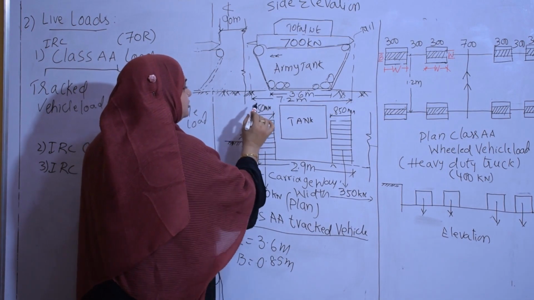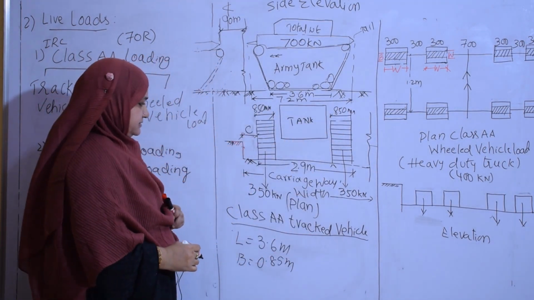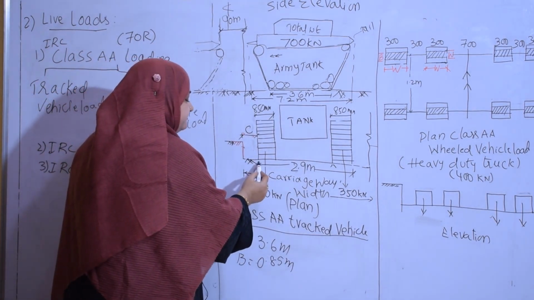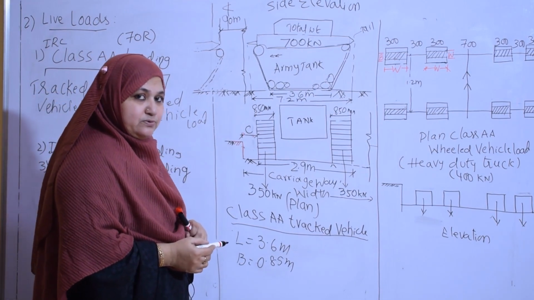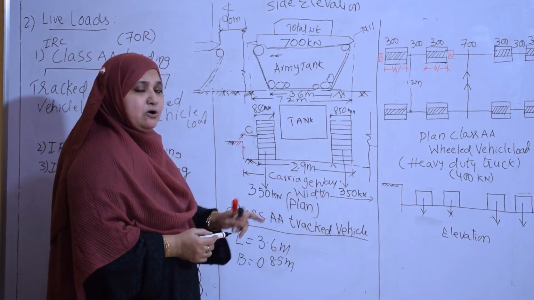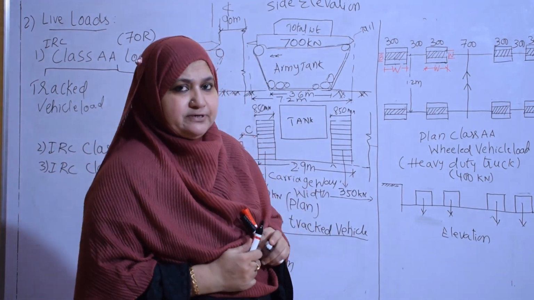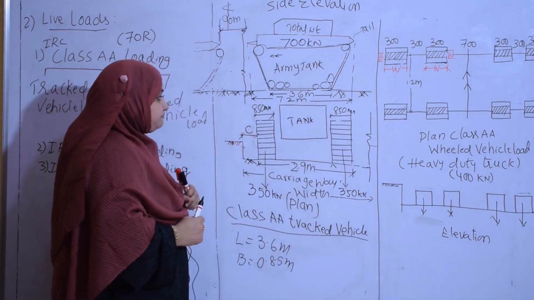Along with this, you are supposed to remember the length of the vehicle, 7.2 meters. Now, the distance between the track to track is 2.9 meters. This is also required for us. So 2.9 meters. All these details are there along with the figure in the IRC code. You can refer to it. So this is the detail about the loading pattern.